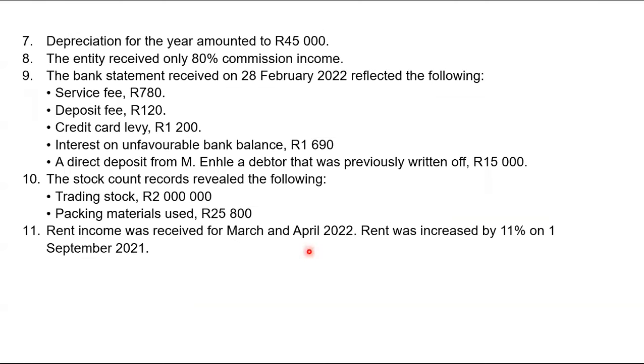Rent was received for March, April 2022. Oh no, that's bad because guys, our financial year only ends on the 28th of Feb 2022. So this is rent income that was received in advance and it's wrong. And then they say that rent was increased by 11% on the 1st of September. Oh my word. There's nothing I can do here. Nothing I'll get right unless I prepare my timeline.